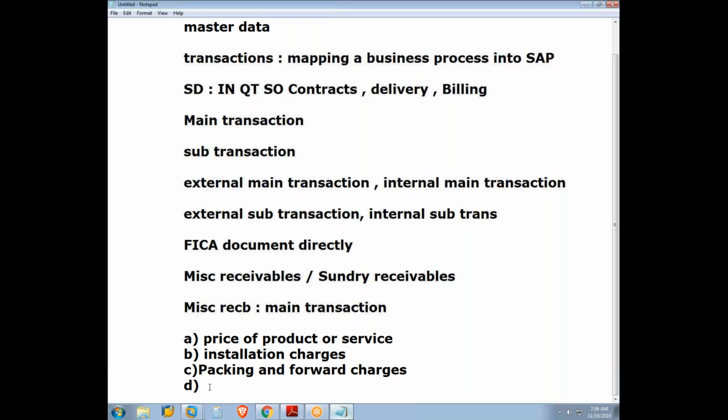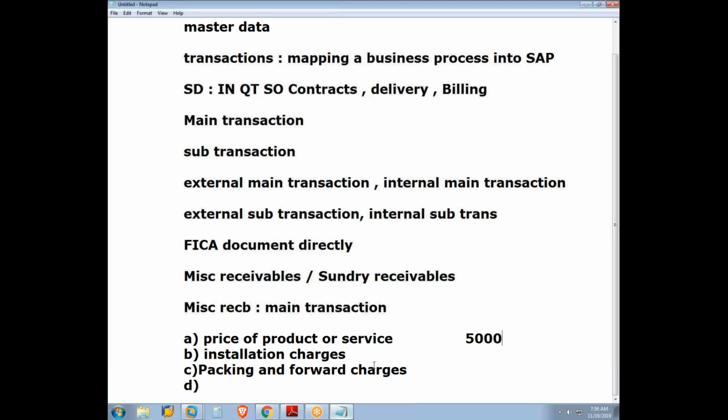The total amount actually we are supposed to debit to the main transaction. Okay. But in the case of direct posting into FICA, it cannot consolidate. So what it will do, it will recognize each sub transaction as a posting to contract account. Okay. That means suppose you calculate the price of the product as 5,000 rupees. Okay. This is what we are charging to customer.